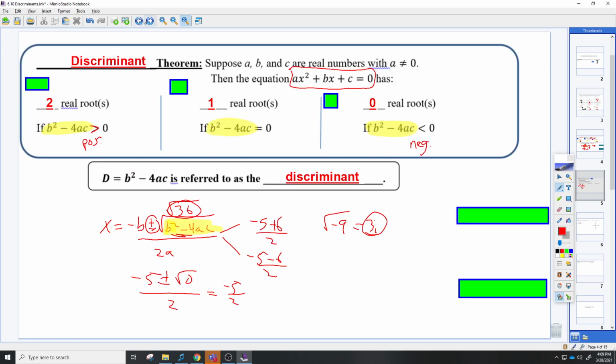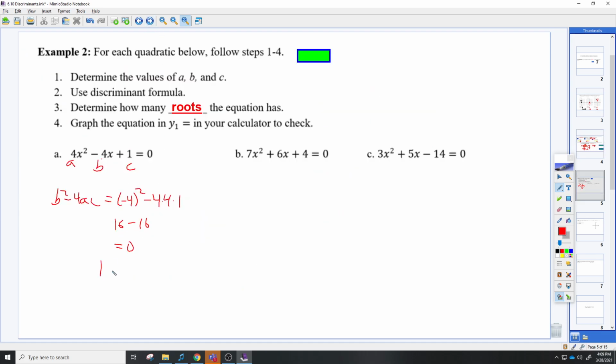So what does that mean? If I go back to my box here, if you do b squared minus 4ac and you get 0, that means there's one real root. One real root. Let's see if I covered the steps. Determine how many roots the equation has, and then it says to graph this equation in your calculator to check. So we're saying that this is going to come down and touch one time at its vertex.